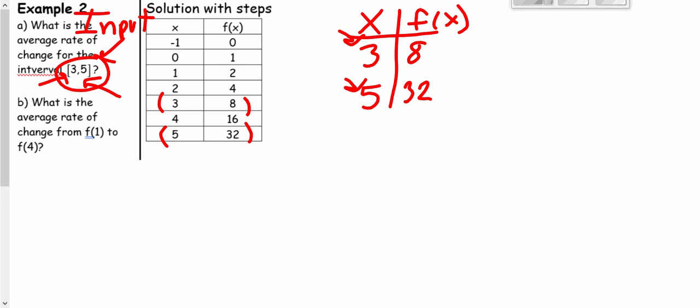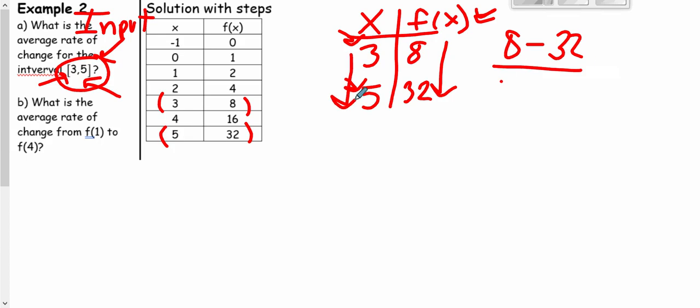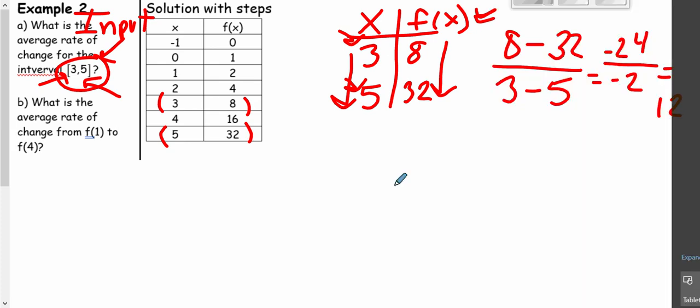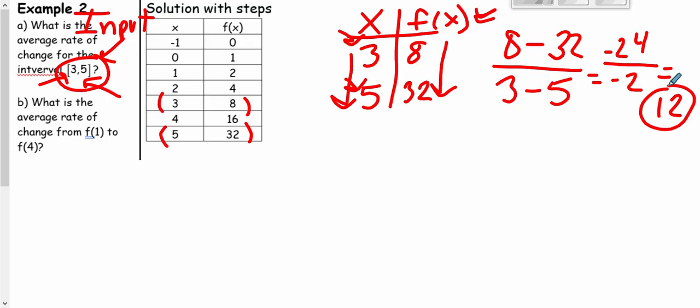So start with my y values, which is the same as f of x. So I'm going to say 8 subtract 32 over 3 subtract 5. And then we simplify. So 8 minus 32 is going to give me a negative 24 over 3 minus 5 is a negative 2. Reduce that and we get positive 12. Okay, so for part A, our answer was 12.